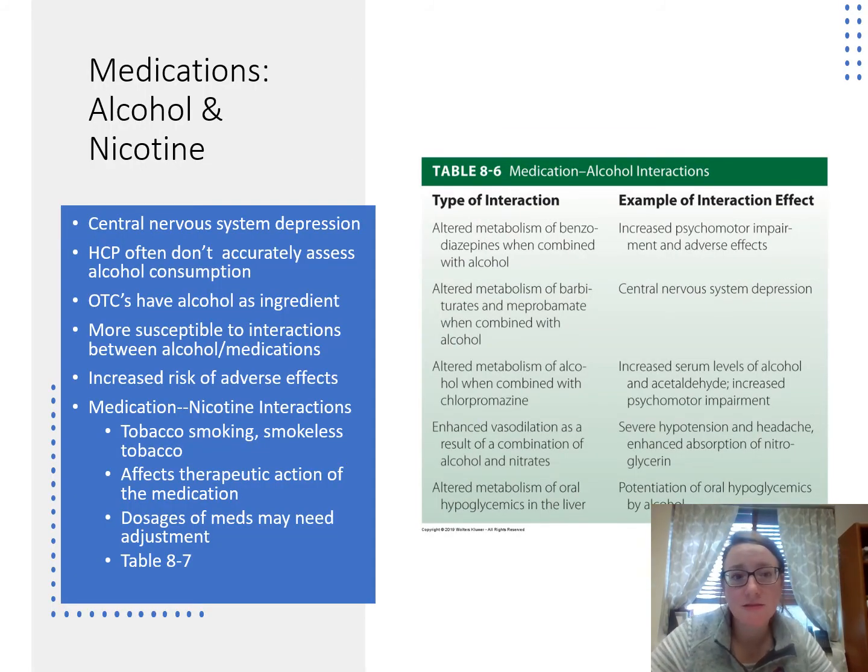Here's table 8.6 as far as medications related to how they interact with alcohol and nicotine. One fairly common reason that we might have adverse reactions with medications and alcohol is that oftentimes we just either don't ask about their alcohol consumption, or if we do ask, the patient may not give a truthful answer, or usually answers with a little bit less than what they actually take in. And so we don't have a good estimate on safety there.